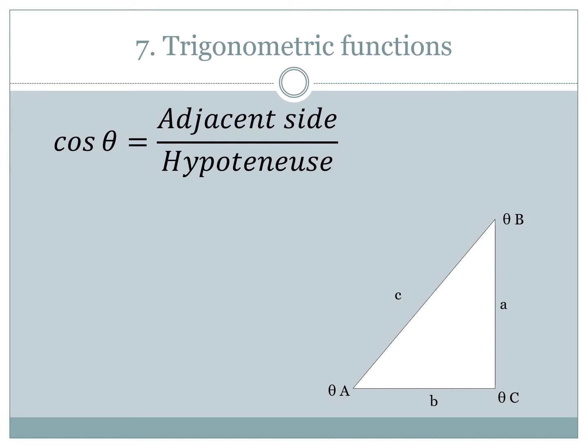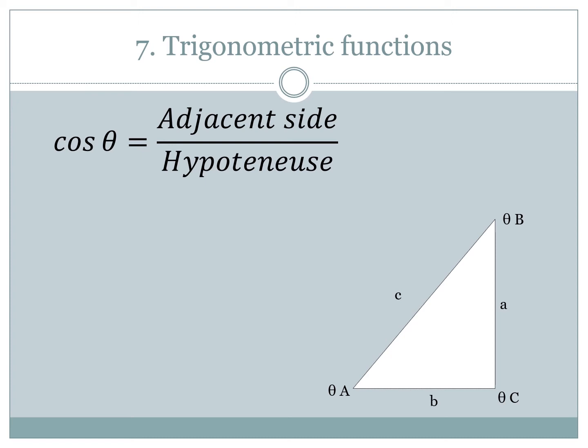The next trigonometric function we're going to look at is the cosine function. The cosine function is kind of like the brother to the sine function. It works the same, just a little bit differently. Where sine was opposite over hypotenuse, cosine is adjacent over hypotenuse.